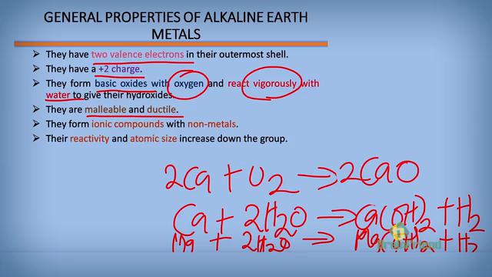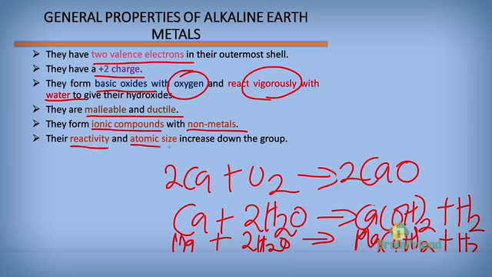They are malleable and ductile, just as every other metal. Metals generally are malleable and ductile, so alkaline earth metals are no exceptions. They form ionic compounds with non-metals.